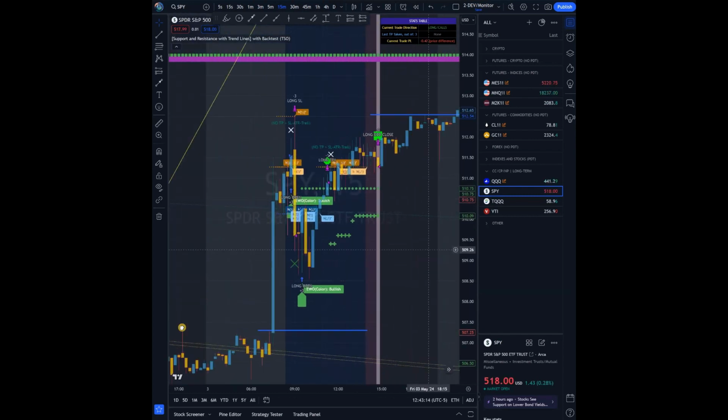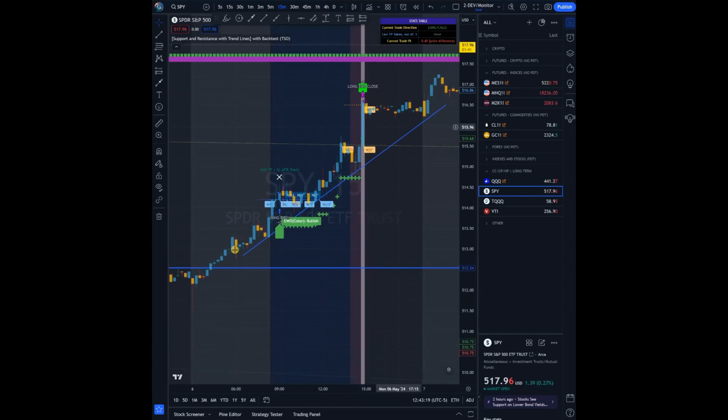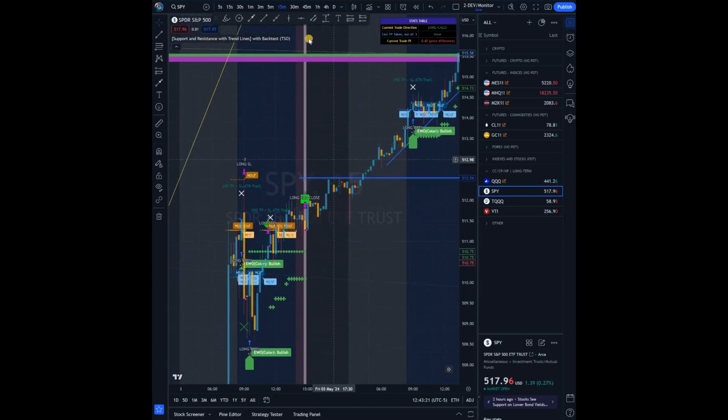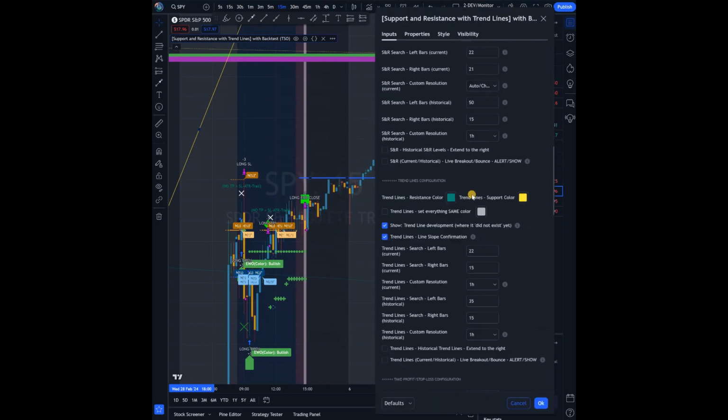Same way for trend lines. If it uses trend lines, it's gonna do the same thing. Let's go back to here.